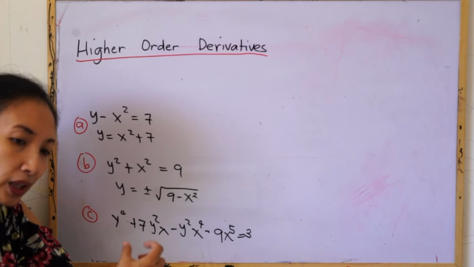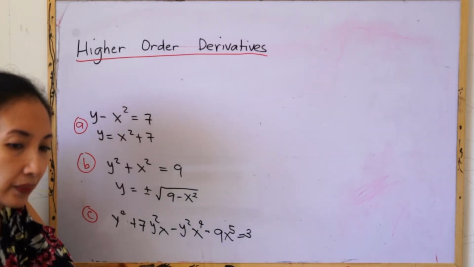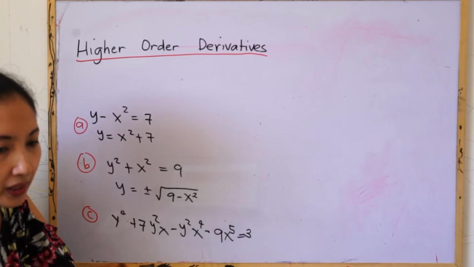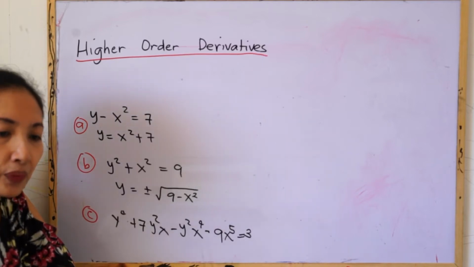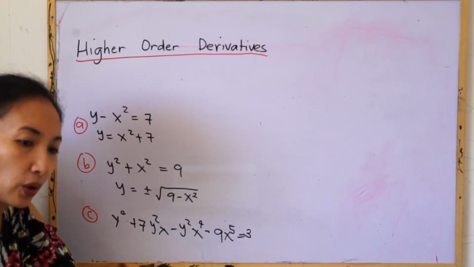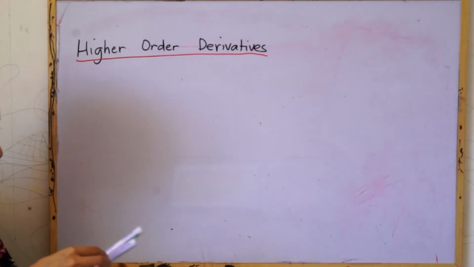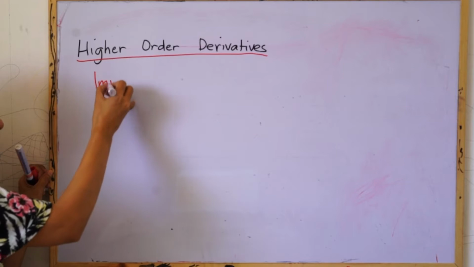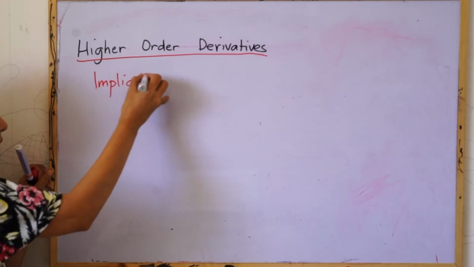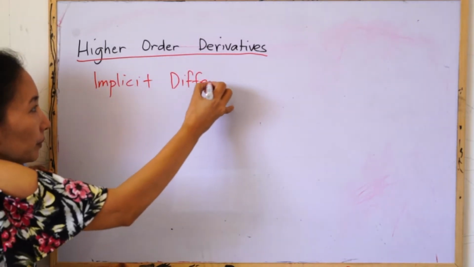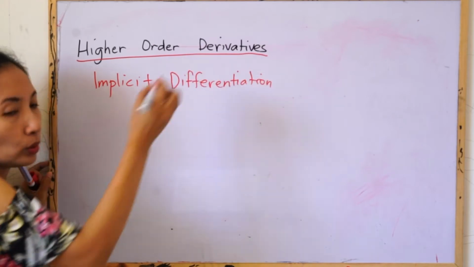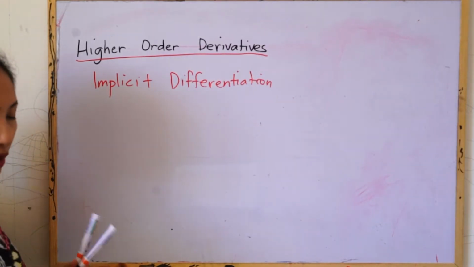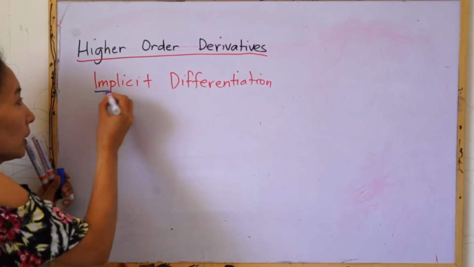And then you factor out dy over dx, and then divide to isolate dy over dx, so as to come up with dy dx only on the left side. Okay, so for example number 1, we are reviewing implicit differentiation. Then we proceed to the next concept, which is higher order derivatives.